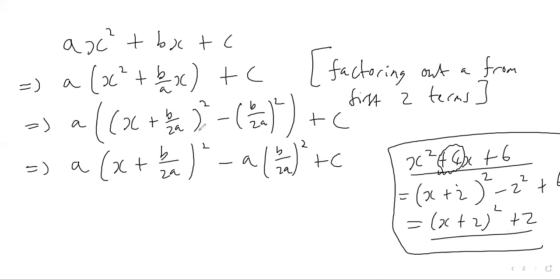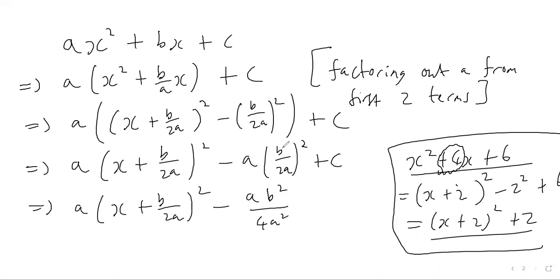So now I'm just going to simplify what we've got. We've got a times x plus b over 2a all squared. Then subtract a times b squared over 4a squared. b times b is b squared, and 2a times 2a is 4a squared.